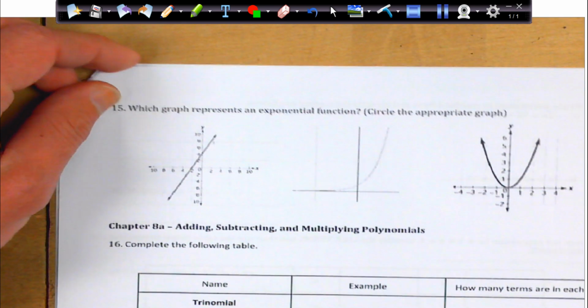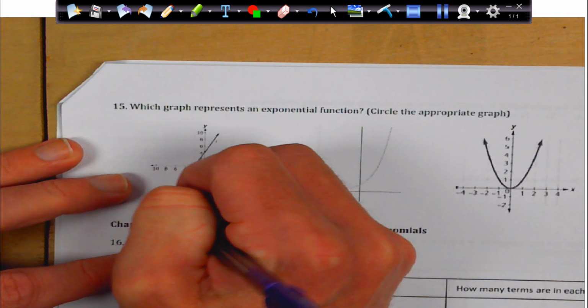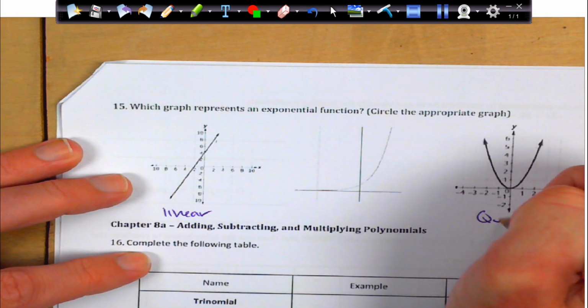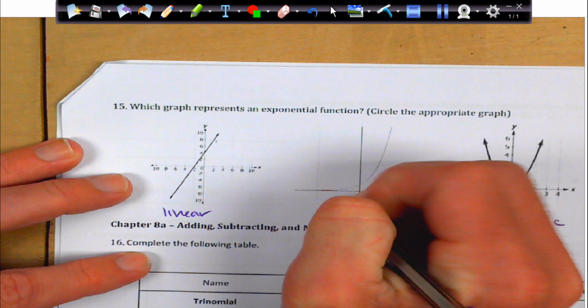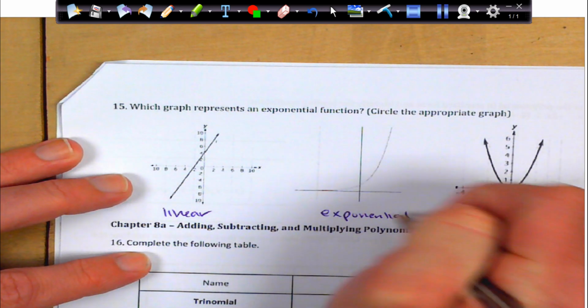Which graph represents an exponential function? Well, this graph is linear. This graph is quadratic. So this one is exponential. As we move on, it gets bigger and bigger and faster and faster.